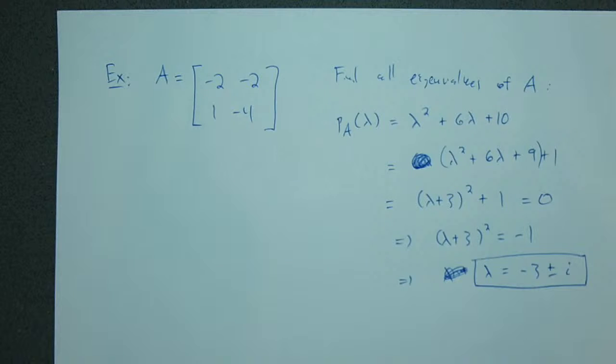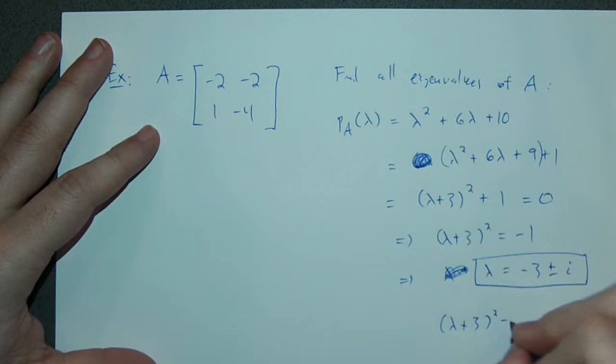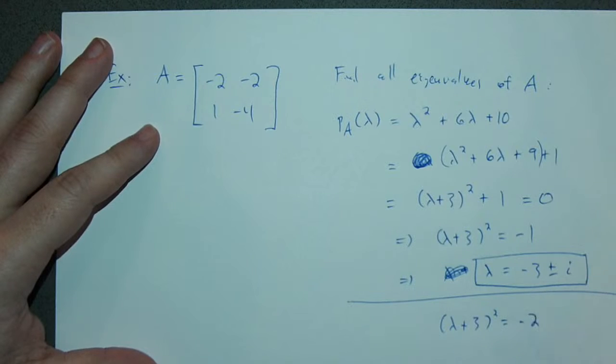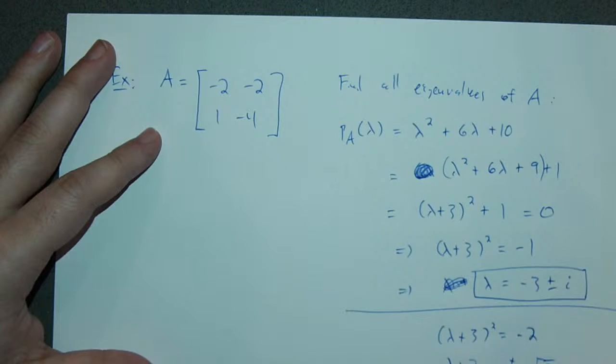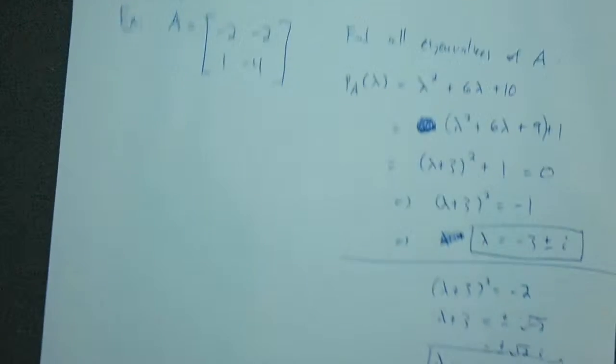Well, if it's equal to minus 2, you do the same thing. Say you had this instead. What would you do? When you went to take the square root, lambda plus 3 is plus minus square root of minus 2. Well, this is square root of minus 1 times square root of 2, so this is plus minus root 2 i. So it's the same deal. In that case, lambda would be minus 3 plus minus root 2 i. So it doesn't matter.